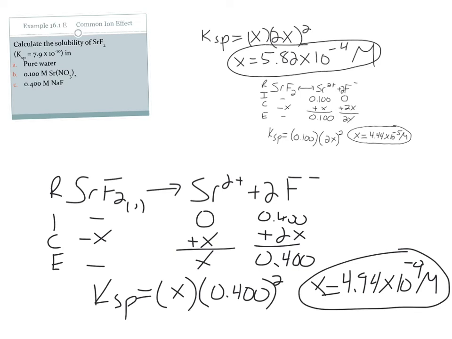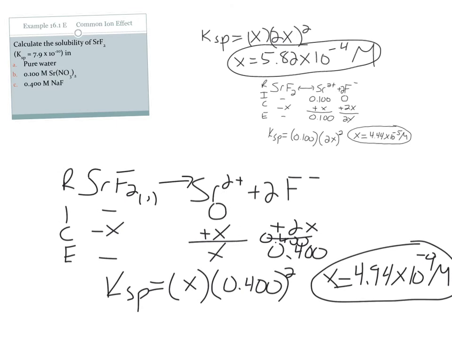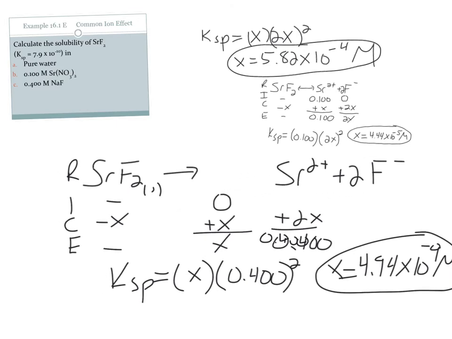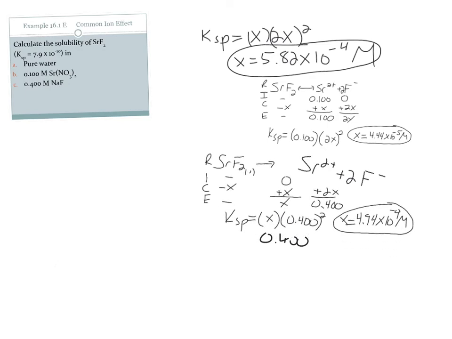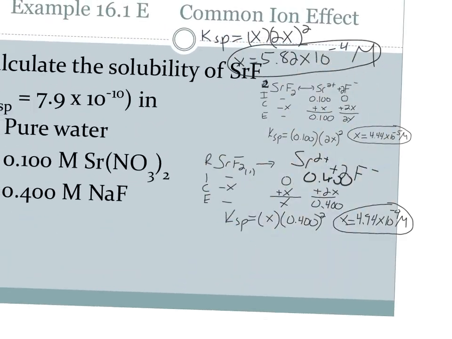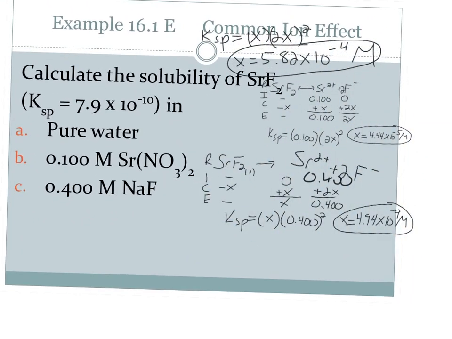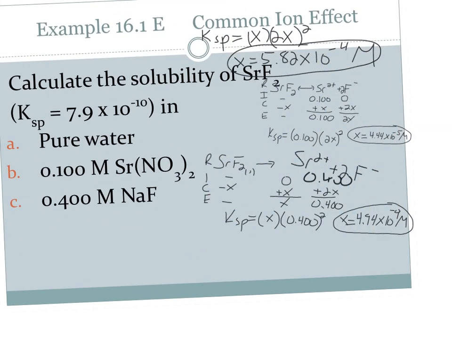Okay, why is that? The solubility went down by a factor of 10,000. And we can see why if we look at the common ions.